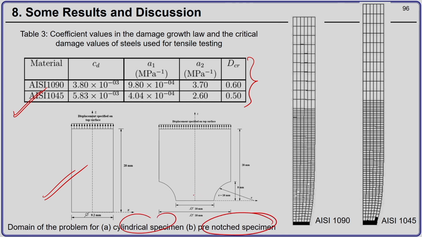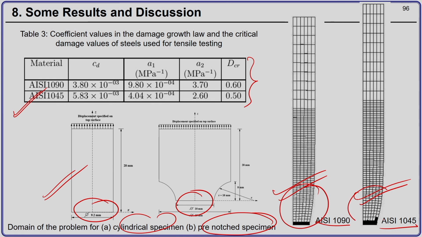pre-notched specimen. So, this is a pre-notched specimen, cylindrical in nature, and this is completely cylindrical. And for the cylindrical specimen, this is the result for 1090 and 1045. You can clearly see there is necking involved, and these black colored elements here show the fracture. So, these are the elements where the damage has reached the critical value.